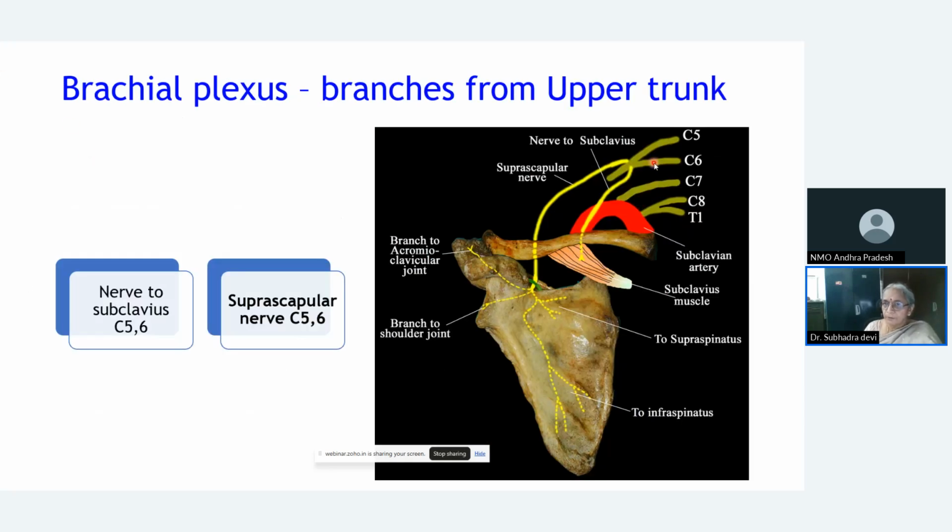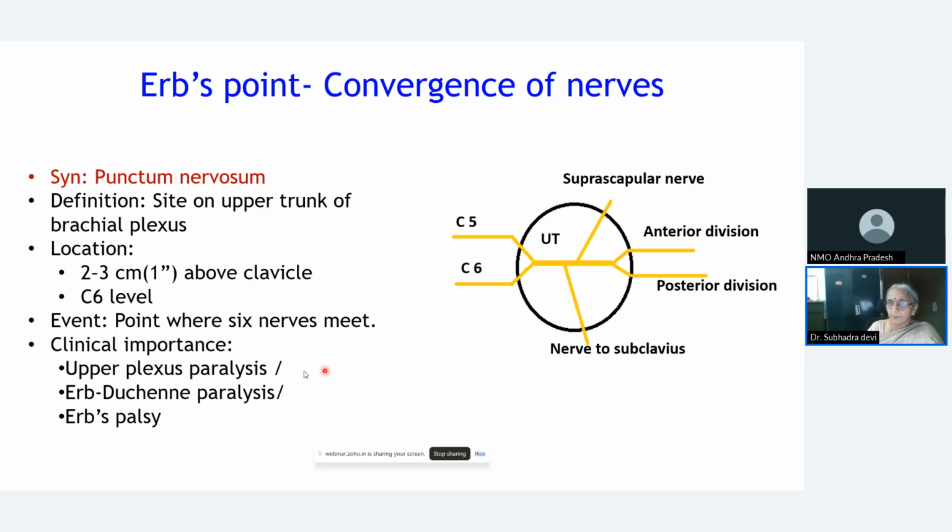And what you have to know is the branches from the upper trunk of the brachial plexus. The C5-6 unit to form the upper trunk, and each one divides into anterior and posterior divisions, and at that point it gives two nerves, that is nerve to subclavius and suprascapular nerve. So the root values are C5 and C6. You have to know about this part, and this is called Erb's point.